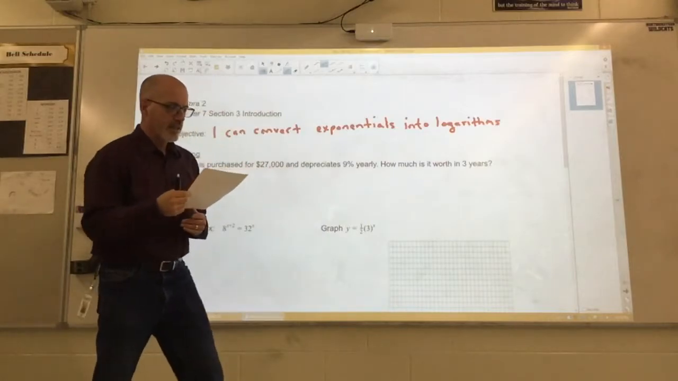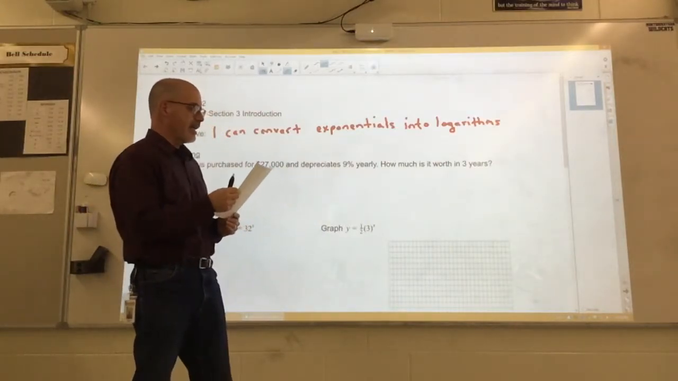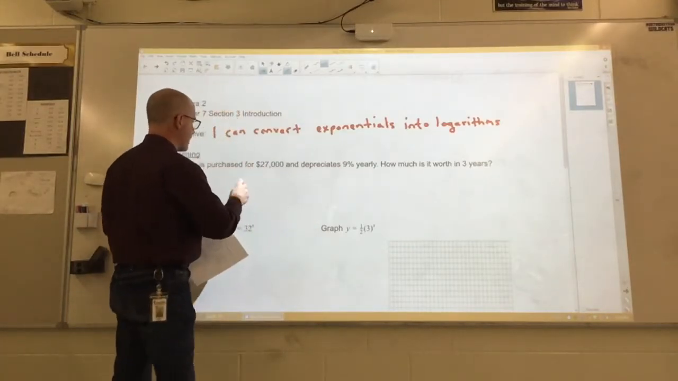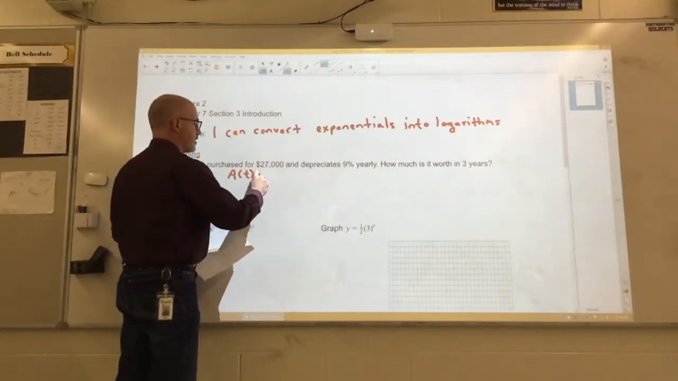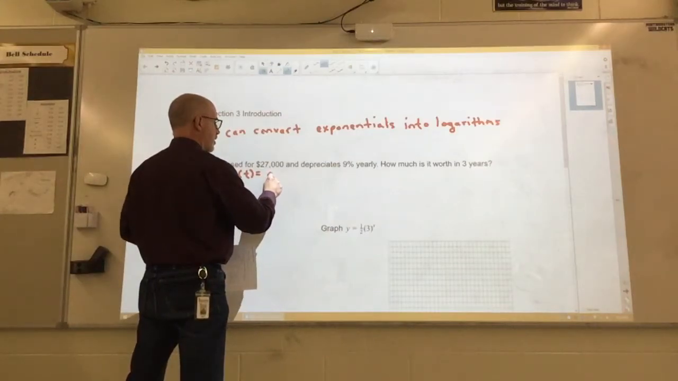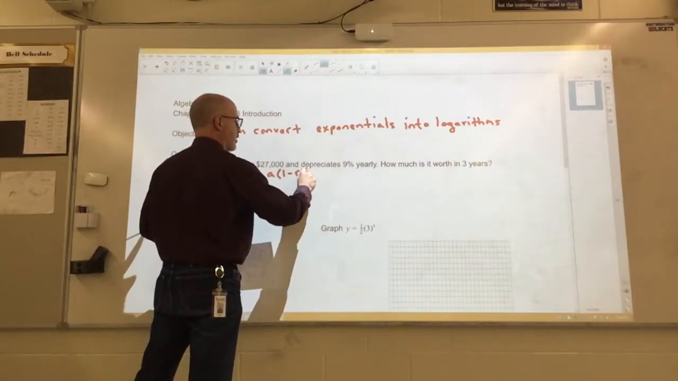Now, the first thing we want to do is let's review a couple problems. So hopefully you've tried this problem. This is the depreciation problem that we've been working with. And the formula we use is that A of t equals, when it's depreciation, the initial amount, which we call A, times 1 minus r to the t power.